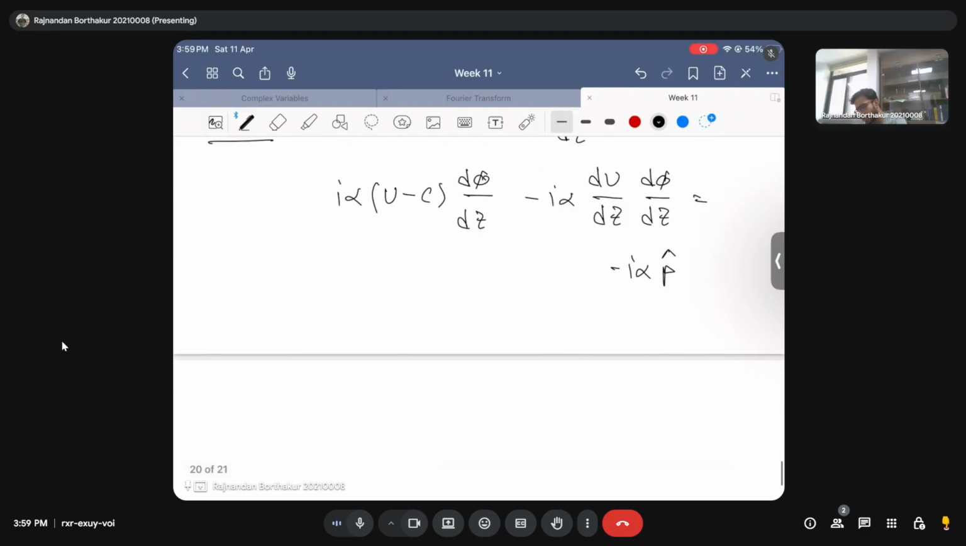So what I can now do is cancel i alpha because it's everywhere. So it's i alpha and i alpha. And then this equation becomes (U minus c) times d phi by dz, minus dU by dz times d phi by dz, equal to minus p hat.